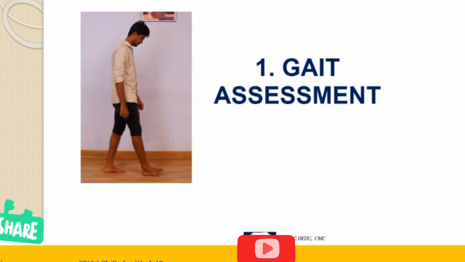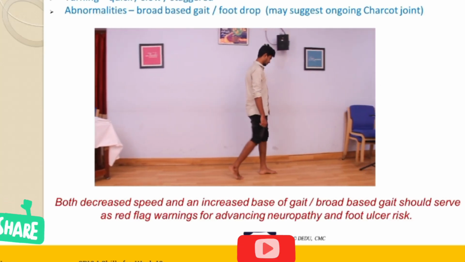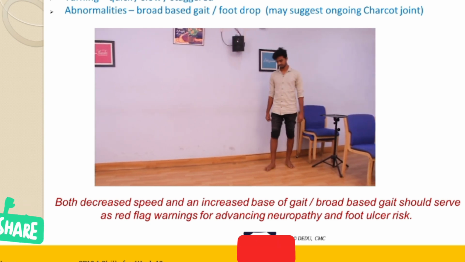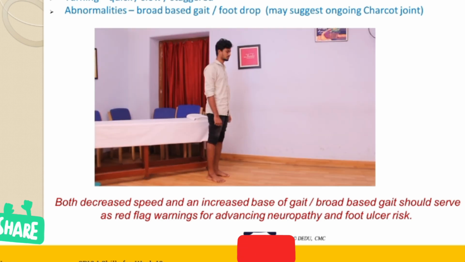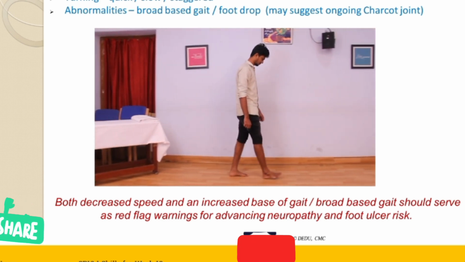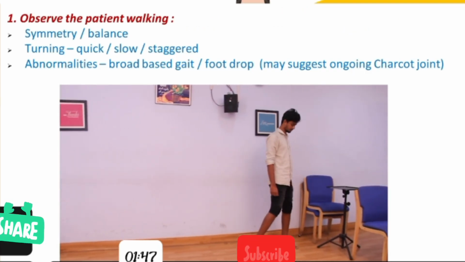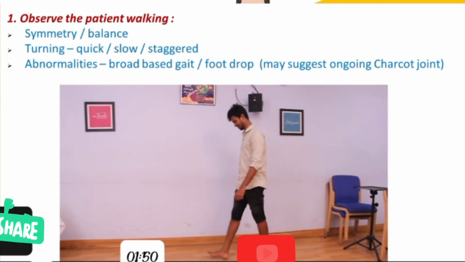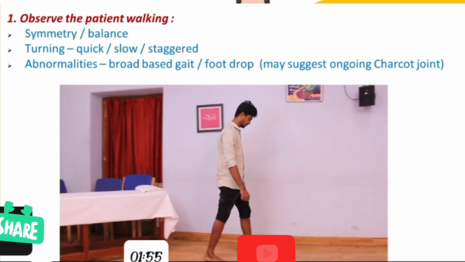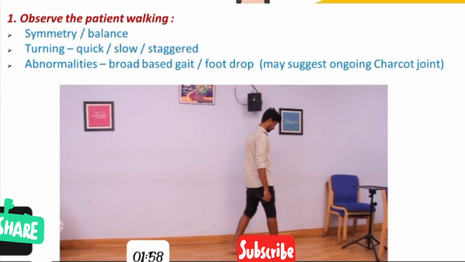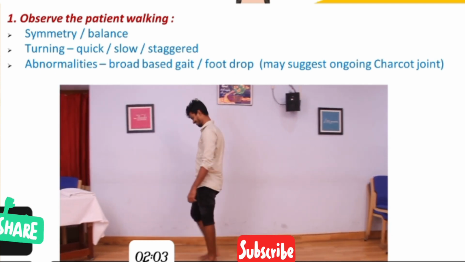1. Gait assessment. Observe the patient walking. Look at symmetry and balance, turning, and whether the gait is quick, slow or staggered. Abnormalities like a broad-based gait or foot drop may suggest ongoing Charcot joint. Both decreased speed and an increased base of gait, or broad-based gait, should serve as red flag warnings for advancing neuropathy and foot ulcer risk.